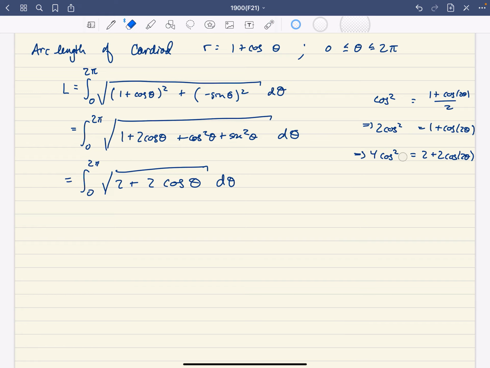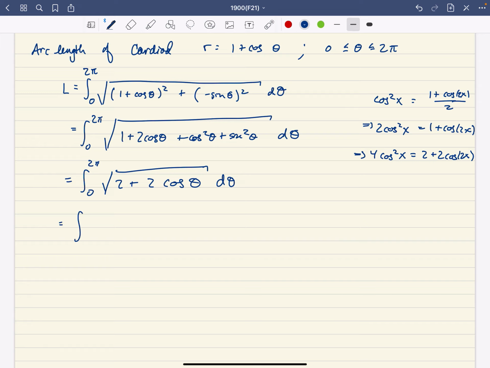Let's just change our thetas to x's, just so it's a little bit easier to see what's going on here, just in case there's any confusion. So this is 1 plus cosine of 2x over 2. And so 4 cosine squared of x is 2 plus 2 cosine of 2x. Our 2x is theta, and therefore x is theta over 2.